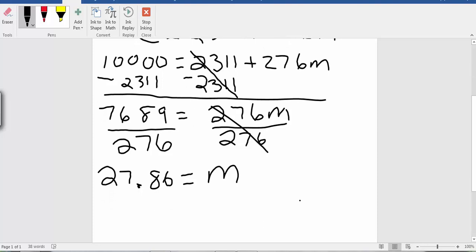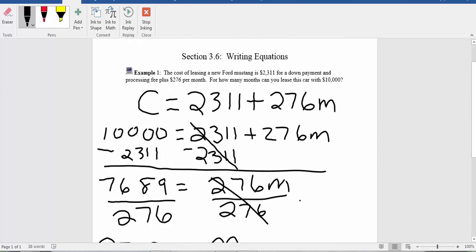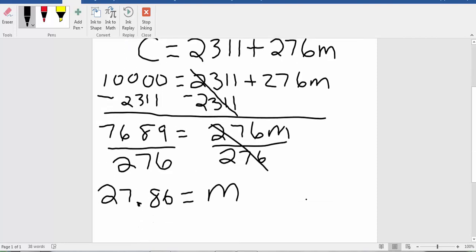Alright, so now let's think about our answer in terms of the question. How many months can you lease this car with $10,000? Now, with a decimal like that, we don't measure months with decimals. So we're going to either want to round up or round down. Now, since we're talking about months, we're going to want to round down. So 27 months.